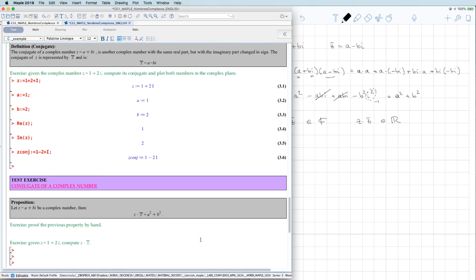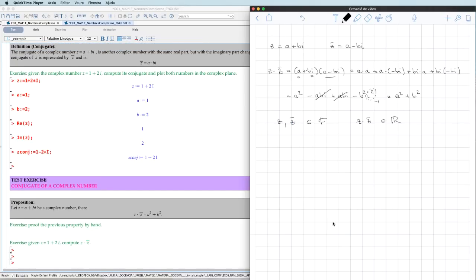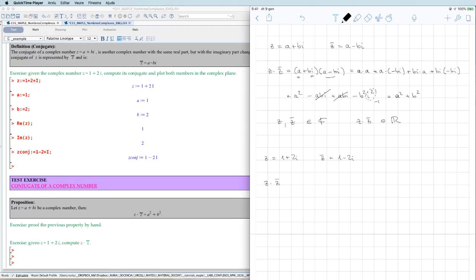So let's do again this exercise. So now we are going to do it with a particular case. So we have 1 plus 2i, so its conjugate is going to be 1 minus 2i. We change the sign of the imaginary part. So now when we do this, of course, by the proposition, we know that the real part of z is going to be 1. The imaginary part of z is going to be 2, which is b. So this is going to be, by the proposition, a squared plus b squared, which is going to be 5.